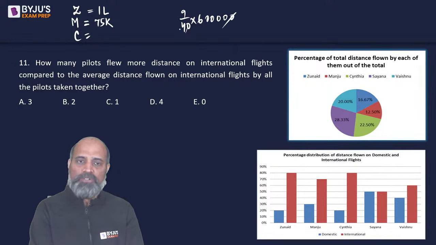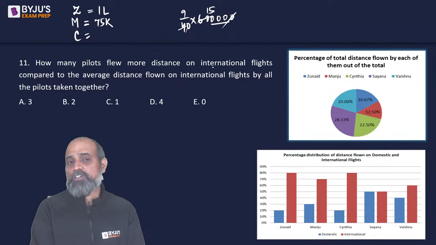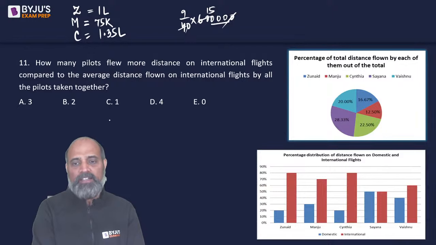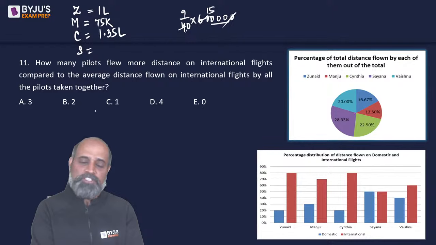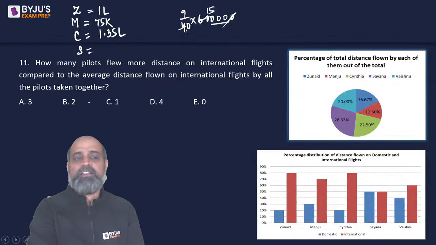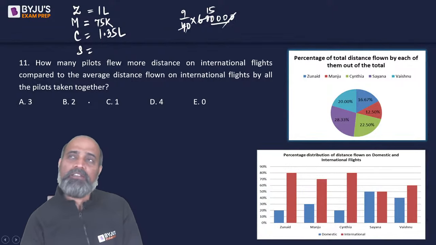तो एक जीरो चला गया. This is 15. So we have 15,000 into 9. So 1.35 lakh. Right? Next is Sayana. For Sayana, it is 28.33%. I believe we already calculated that. It was 1/5 plus 1/12, which was 17/60 though. 17/60 of 6 lakh.